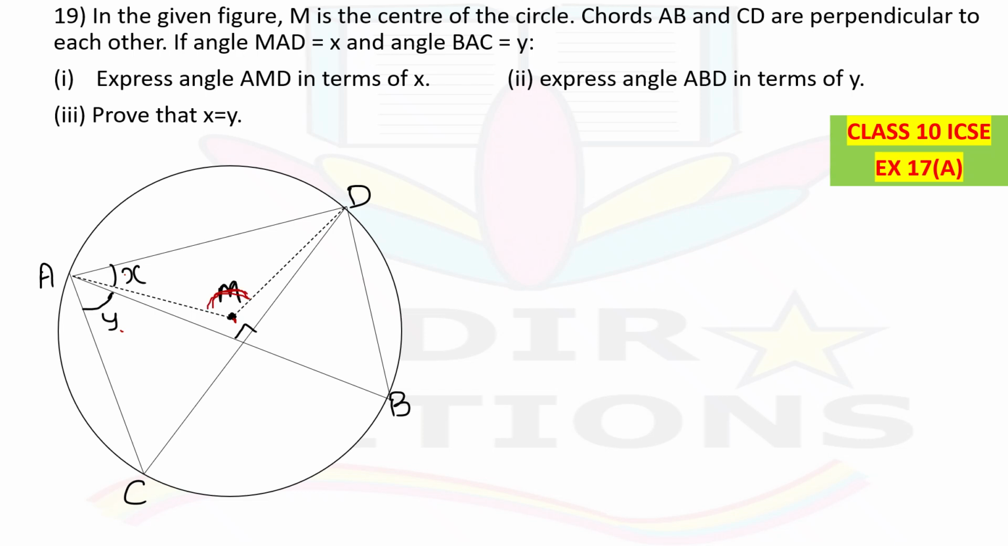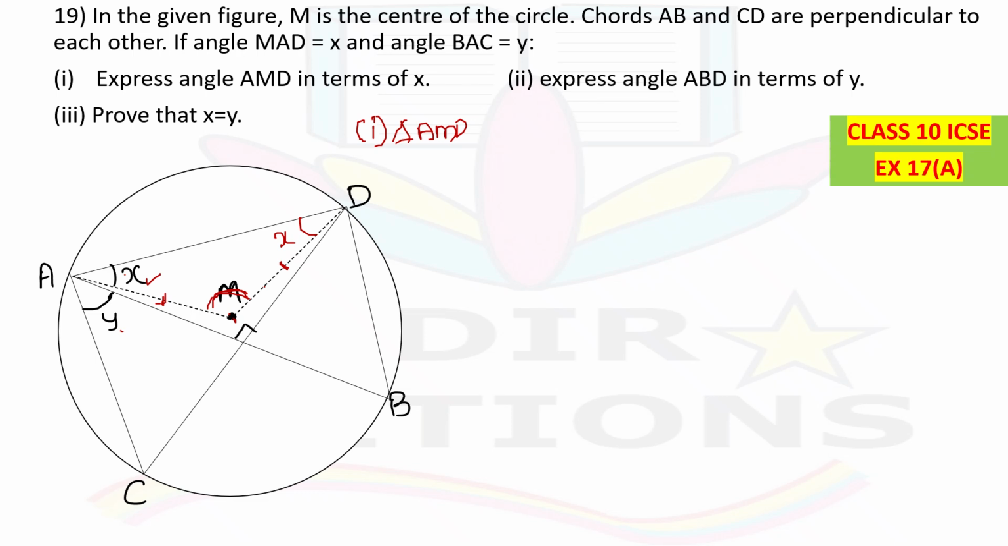So AMD actually lies on the triangle AMD only. So I am just taking the triangle AMD. And when you look into this triangle, AM and DM are radii of the circle. Why? Because M is the center of the circle. So two equal sides, so I can say it's an isosceles triangle. Two equal sides are going to make an equal angle with the third side. So if this angle is x, the other one is also going to be x.